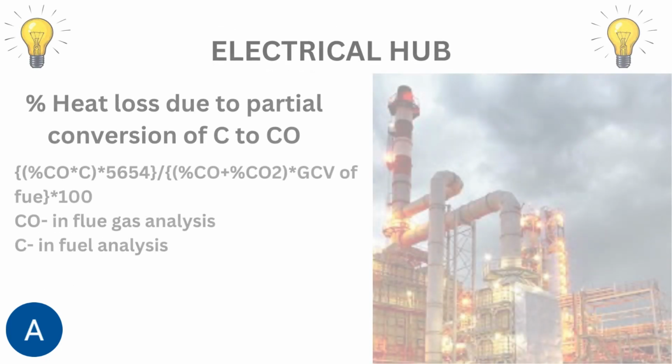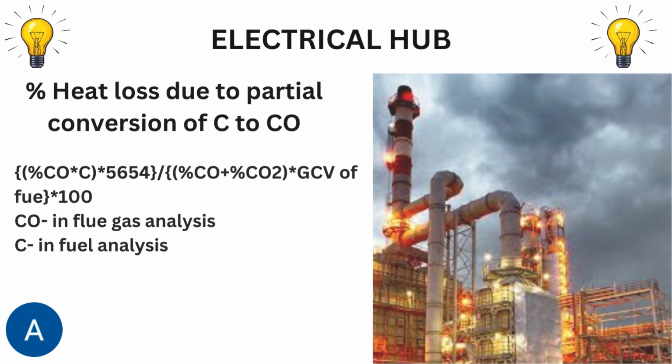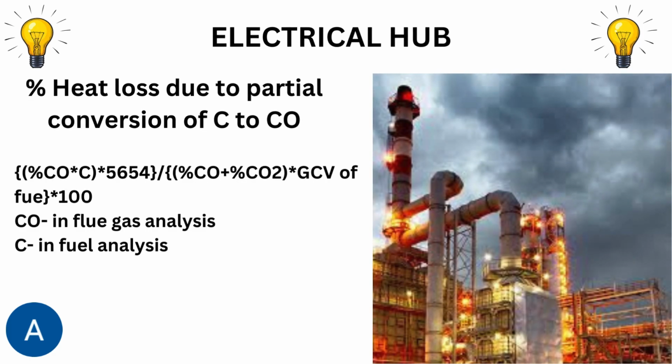Moving to the next is the percentage of the heat loss due to the partial conversion of C to CO. So CO we will get from the flue gas analysis and C we will get in the fuel analysis. The formula is percentage of CO into C into 5654 divided by (percentage of CO plus percentage of CO2) into GCV of the fuel multiplied by 100.